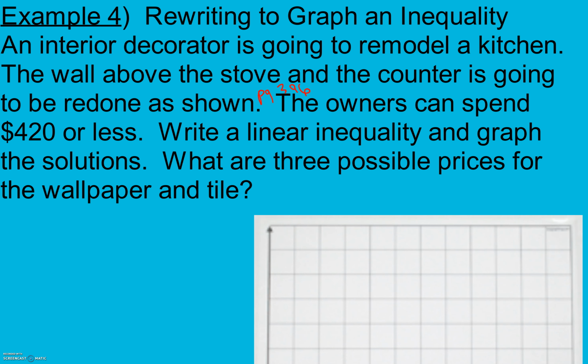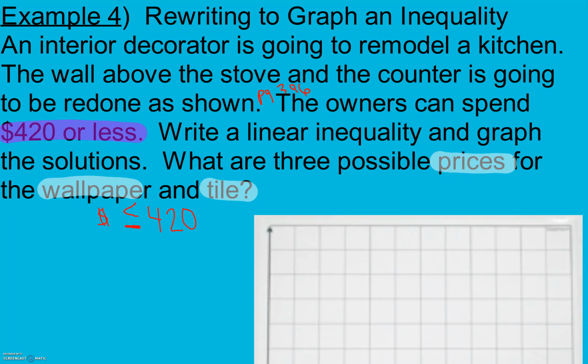So here we're looking for cost. They're going to spend $420 or less. So the amount of money that they spend in relationship to 420 could be equal to, they could spend $400, but they can't spend $500. So the amount of money they spend has to be less than or equal to $420. Now, the things that they're spending money on are wallpaper and tile. Okay, and we're looking for the prices.